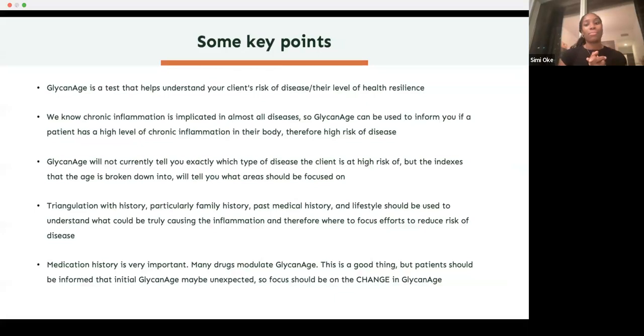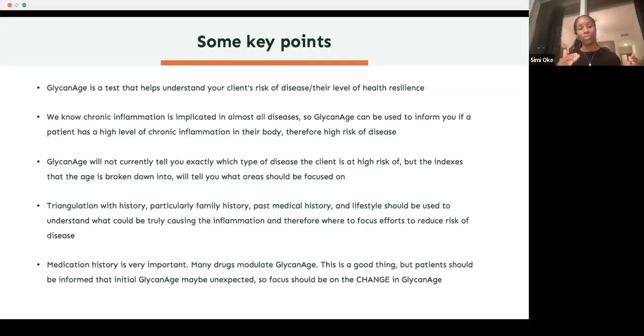I think some of the key points that are really important to highlight are some general facts about GlycanAge. It's a test that can help you understand your client's risk of disease and their level of health resilience, because it's measuring inflammation, which we know can build up a long time before you actually develop disease. In one study we did, looking at people who eventually developed diabetes over time, we see this trend in the glycans.